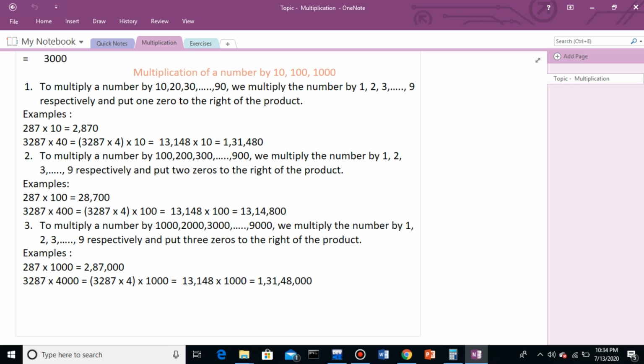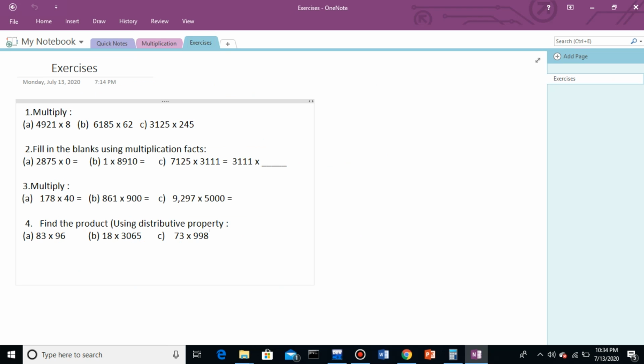Okay, now let's see some more on the next page. I have some exercises. Let's solve some, and you can also solve some on your own. So first we have to multiply 4921 into 8. I will put the answer below. Here you can see answer 1.